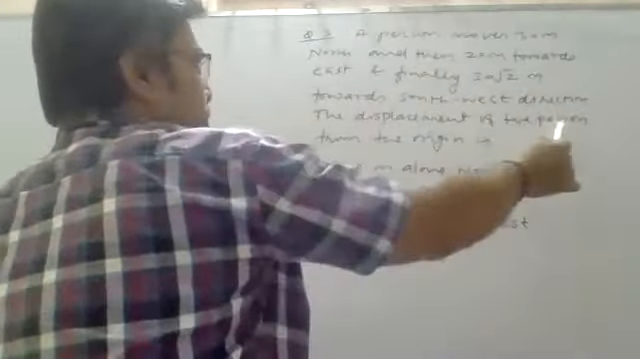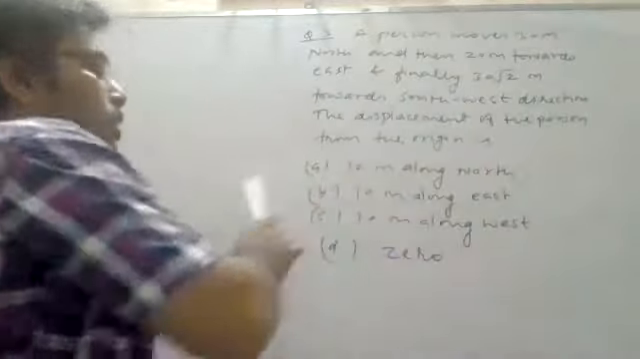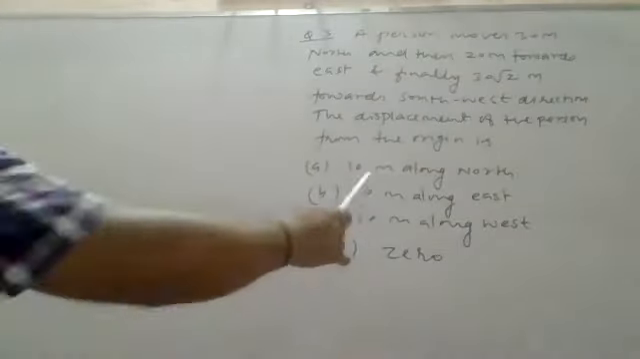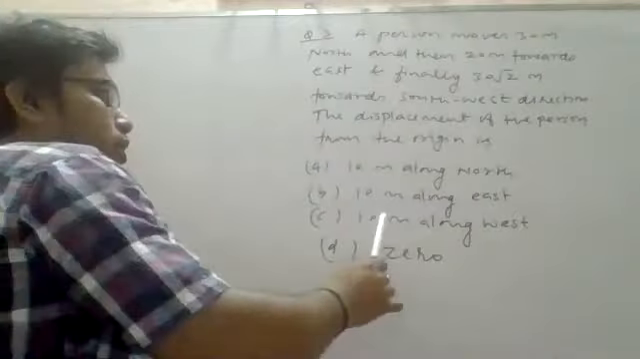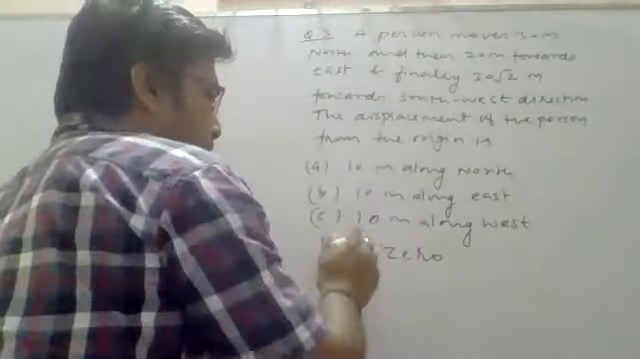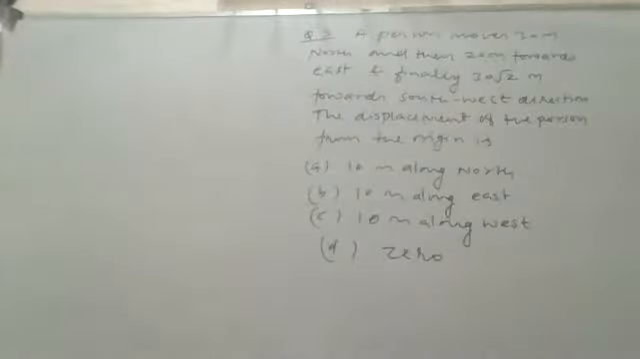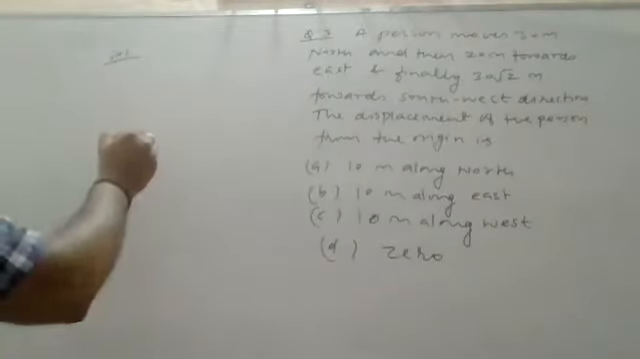The displacement of the person from the horizon is: first choice, 10 meter along north; second choice, 10 meter along east; third choice, 10 meter along west; and fourth choice is 0. Which is the correct answer? The solution: it is the horizon point.